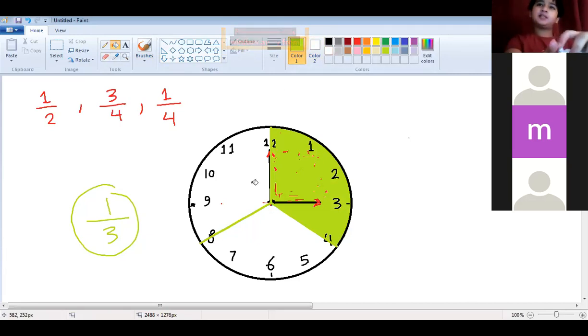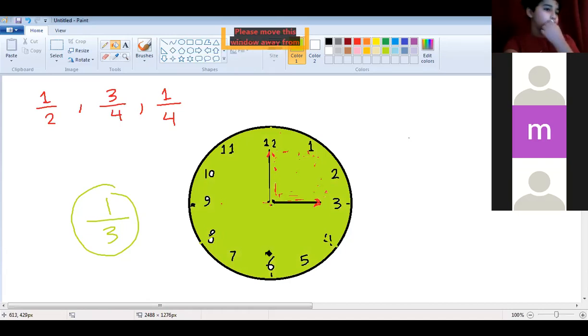Now tell me what is the fraction of this green zone? 2/3. 2/3. And now 1 whole. 1 whole, and that means 3/3 as well, right? Yes. All right.